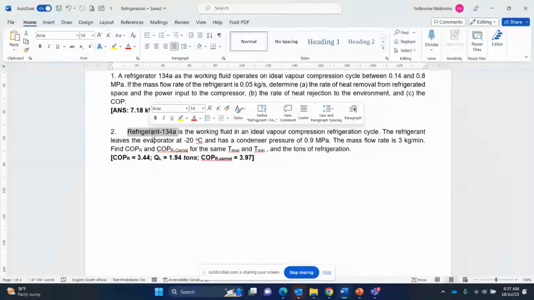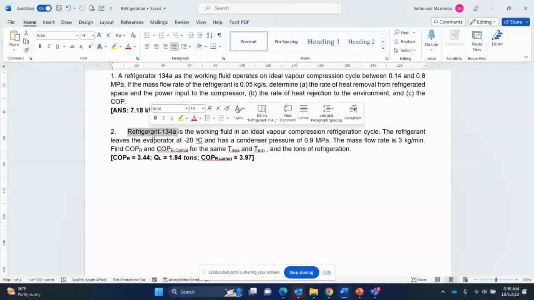And then we have a condensing pressure of 0.9 megapascal. The flow rate of refrigerant is 3 kg per minute. Now we are to find the coefficient of performance for a refrigerant as well as the coefficient of performance for reverse Carnot. And I'll briefly go through the Carnot. I'm not sure if you understand, but this is something that you should have done last semester when you were doing second law of thermodynamics, for the same Tmax and Tmin and the same refrigeration.